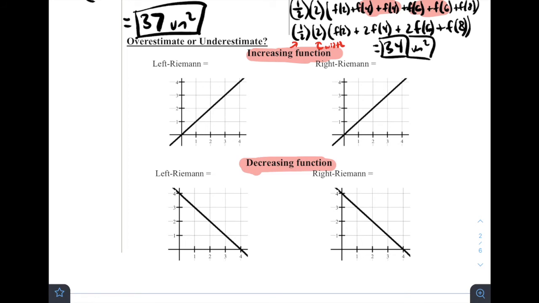If I have an increasing function and I have a left Riemann sum, notice that when you draw the rectangles using the left side, those rectangles are going to be below. So this gives us an underestimate.